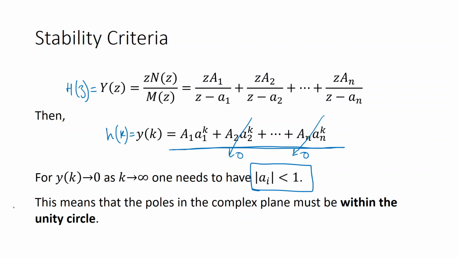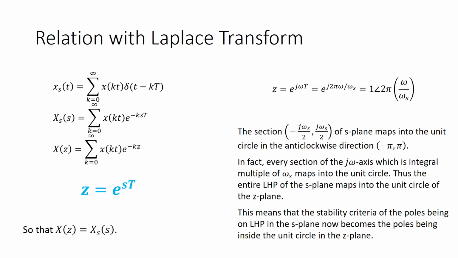So what does this mean? This means that all the poles in the complex plane must lie within the unit circle. The poles are a_i, they are less than 1, that means the poles must lie within the unit circle in the complex plane. So whatever was lying in the left half plane in the continuous time case, the poles now have to lie within the unit circle for the discrete time case.